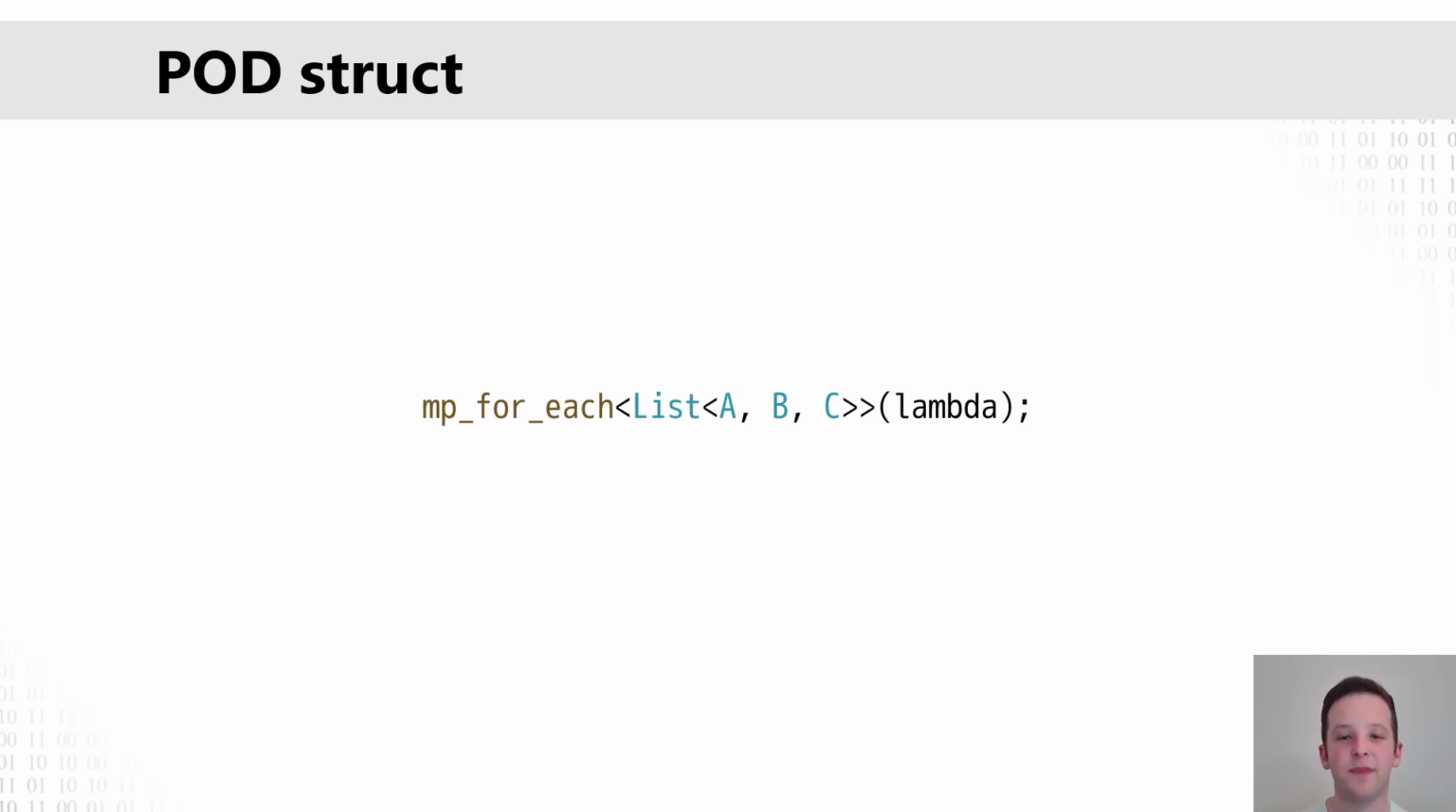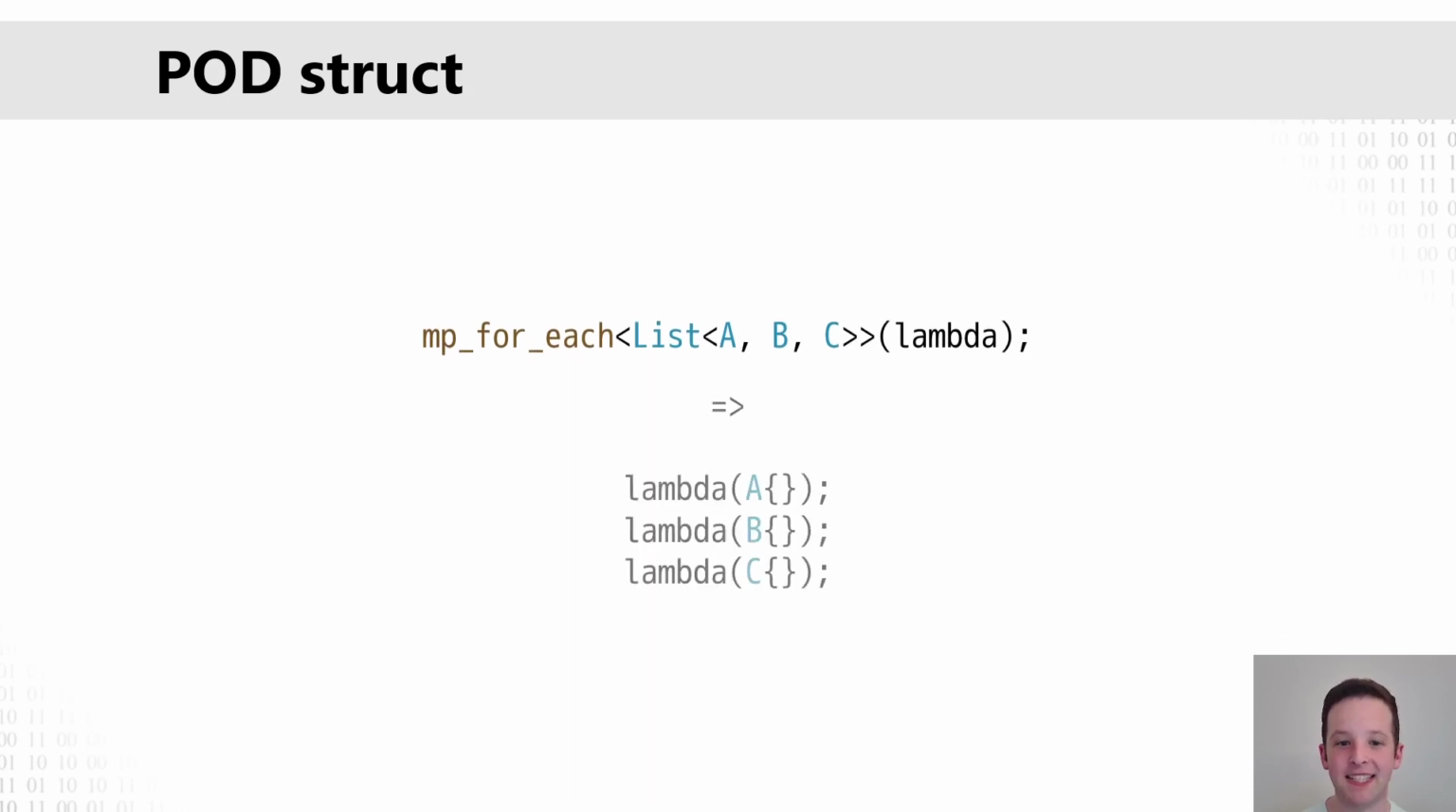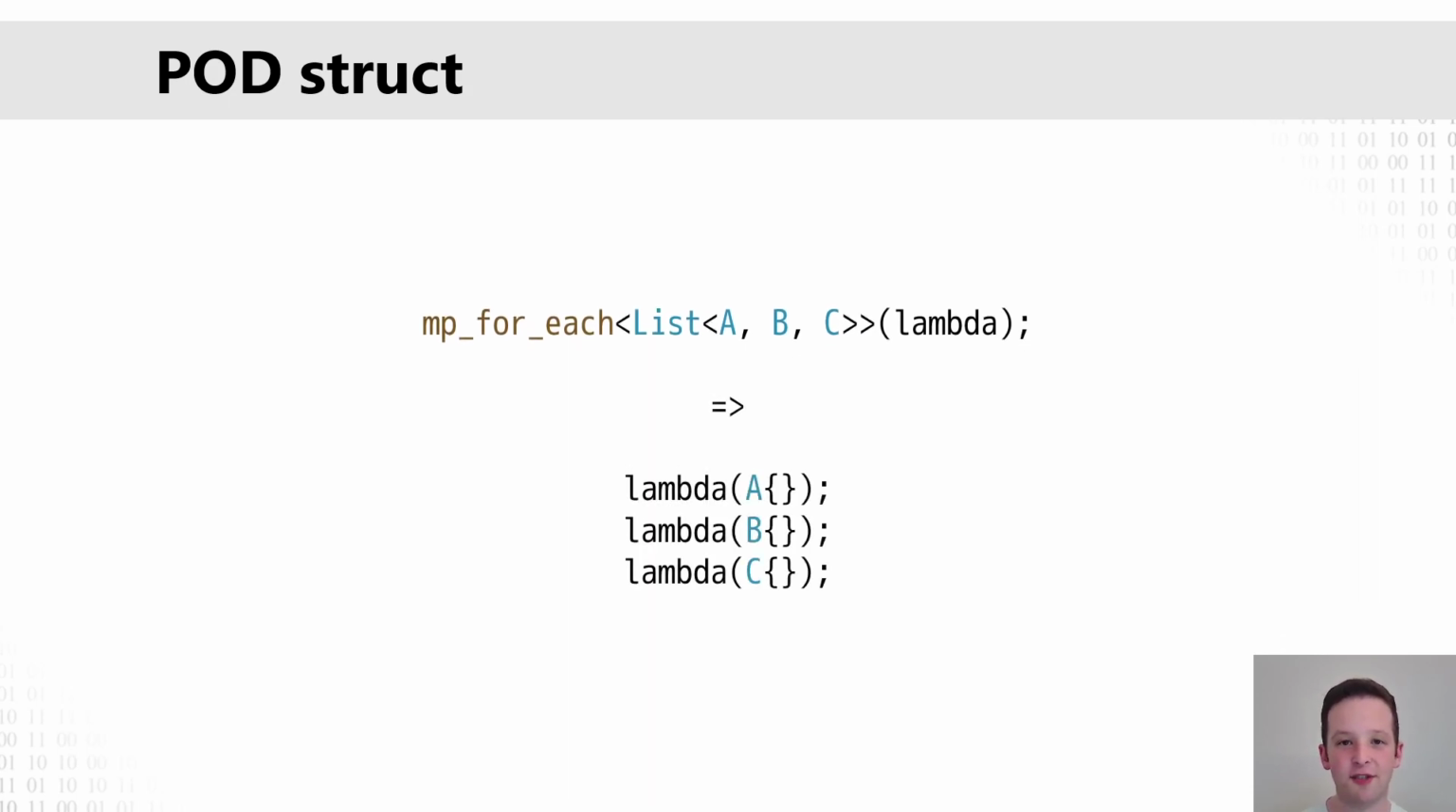mp_for_each is one of the functions of Boost.MP11, and it allows you to iterate over a type list. So you give it a type list. Here I have A, B, and C. And then you give it a lambda. What this translates into is calling the lambda on a default constructed value of each one of the types in the list. So here it's on A, and then B, and then C. So that's basically how that works.